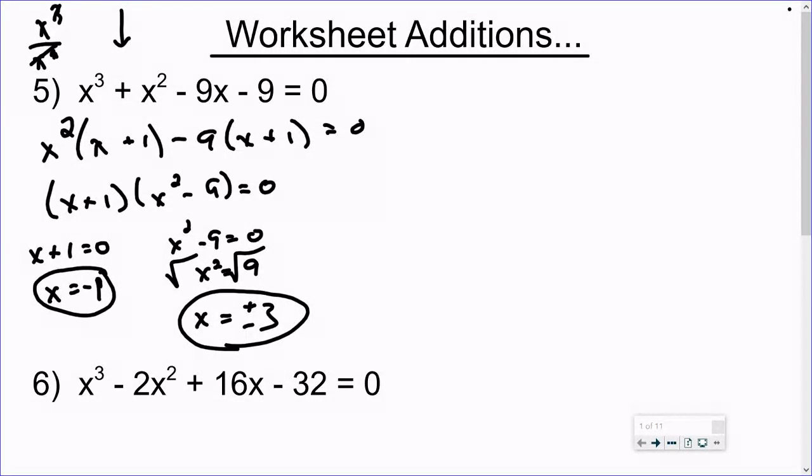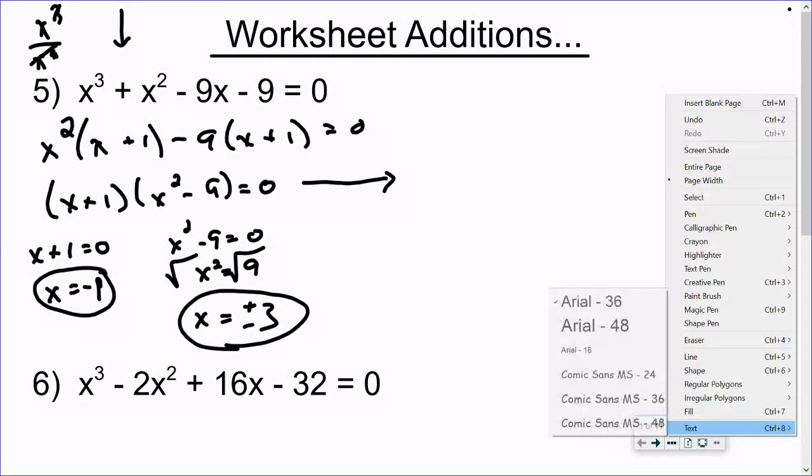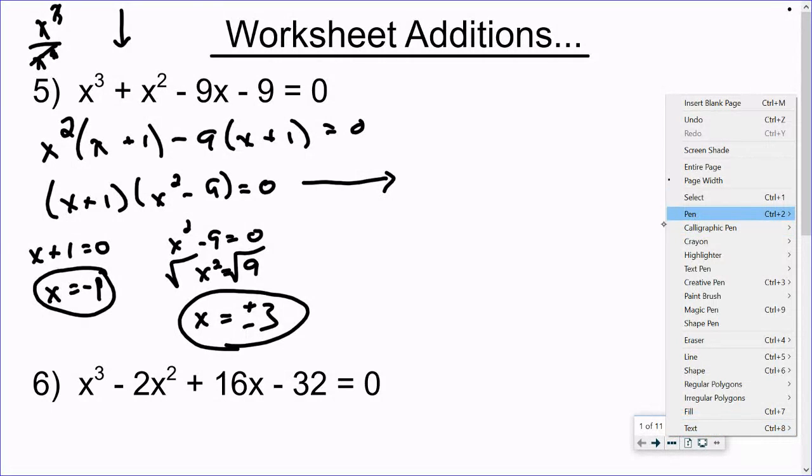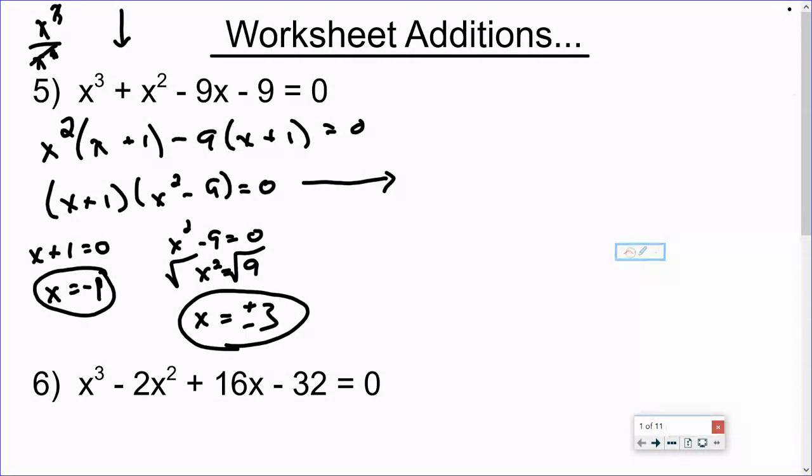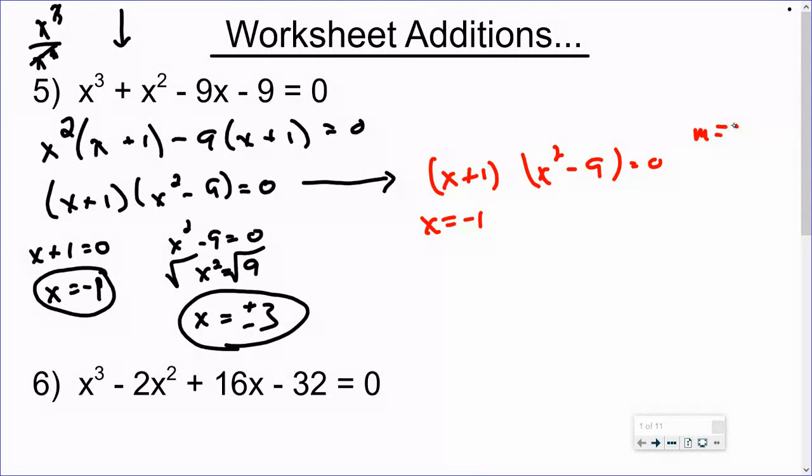Now, the other option that I would go through, this is how I was kind of raised to do this. First of all, the first one is still going to end up to be negative 1. There's nothing I can do with that. But when I see x squared, I think, can I factor that? And I can. I'm looking for two numbers that multiply to make negative 9 and add to make 0. Well, that's 3 and negative 3.